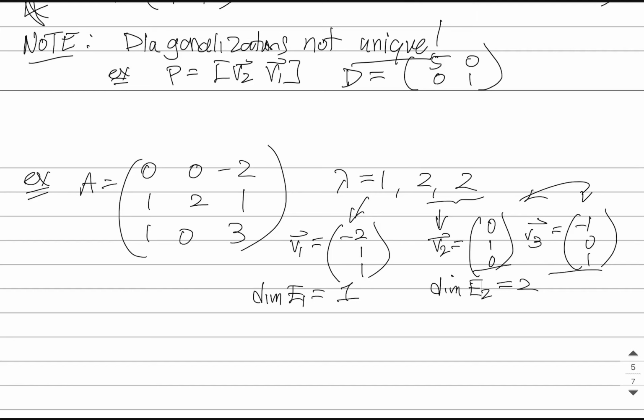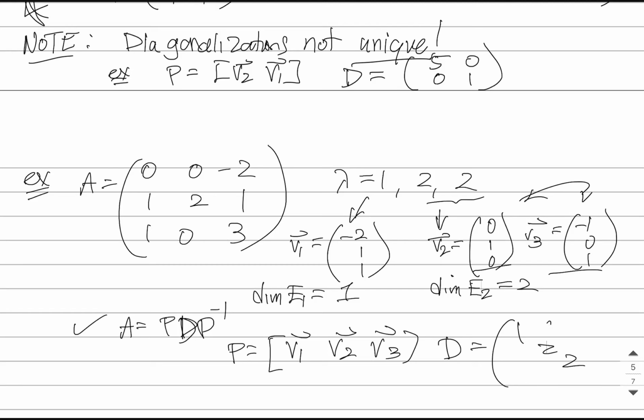And yes, in this case, you will be able to diagonalize the matrix. You will be able to write it in this form. You will be able to apply the matrix as if it's diagonal. You could write V1, V2, and V3, and you could choose your diagonal matrix to be 1, 2, 2 with a bunch of zeros everywhere else.